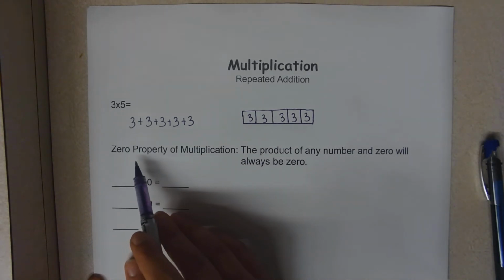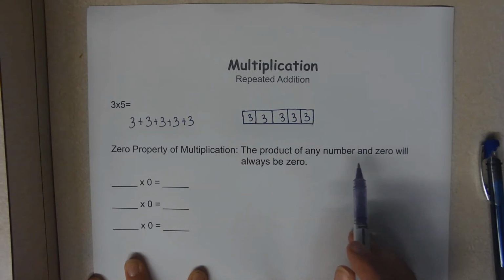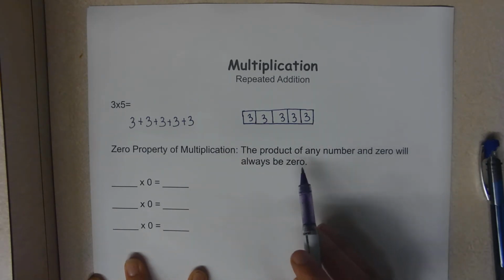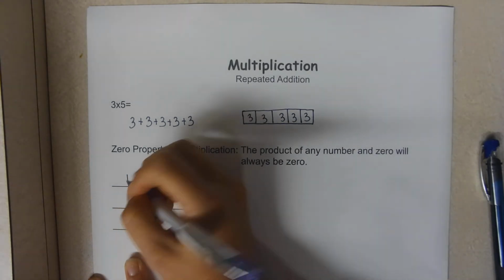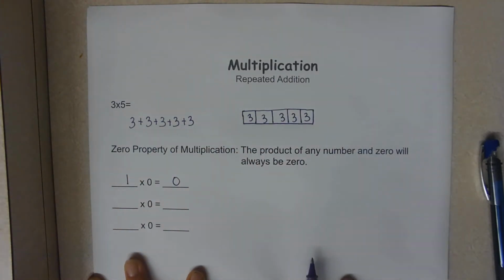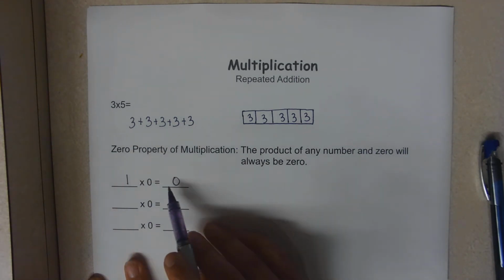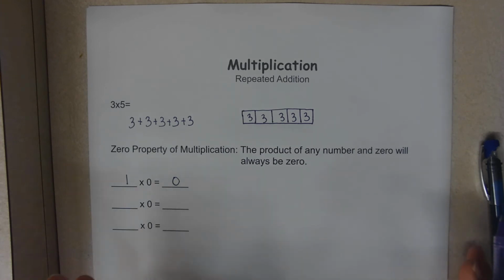So if we do the zero property, the product of any number and zero will always be 0. 1 times 0 is 0, because it's basically saying 1, 0 times. If it's never done, it's always going to be 0.